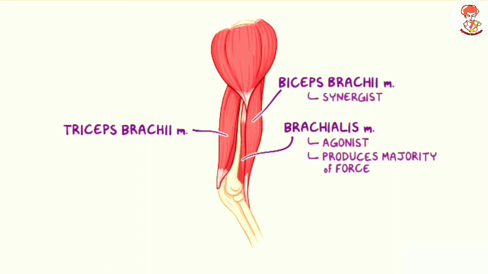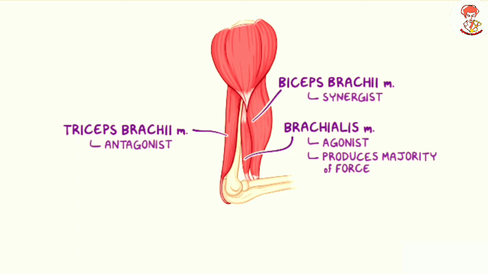The biceps brachii is an important synergist, aiding significantly in this movement, and the triceps brachii on the posterior arm is the antagonist that helps coordinate and control the flexion by slowly relaxing as the brachialis contracts. And finally, the deltoid is an example of a fixator as it stabilizes the humerus as the brachialis contracts.